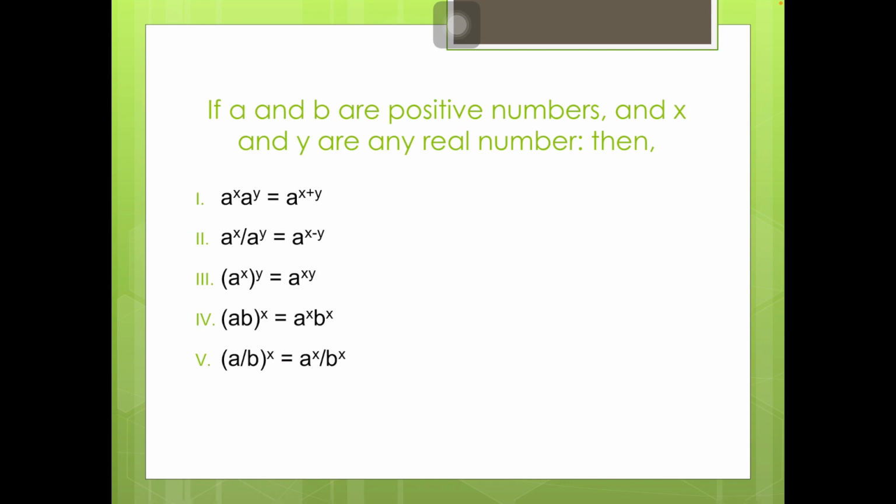For law of exponent 2, a raised to x all over a raised to y is equal to a raised to x minus y. Here, if you divide the same bases with different exponents, you just subtract the exponents, x minus y. For the third law, a raised to x, raised to another exponent y, is equal to a raised to x times y.